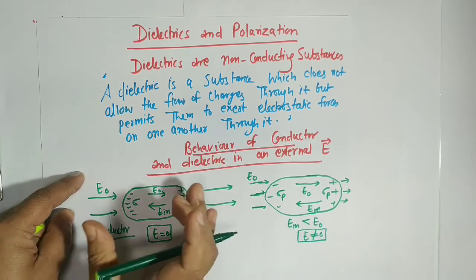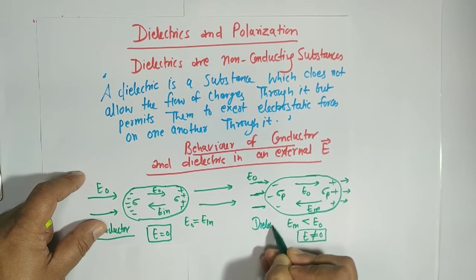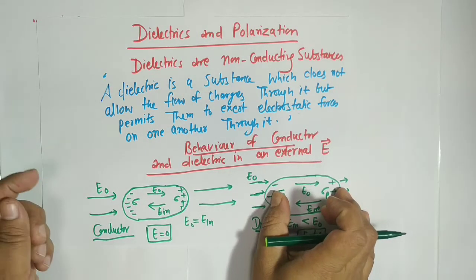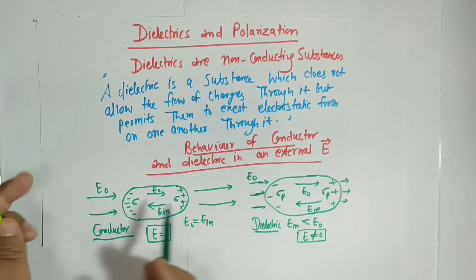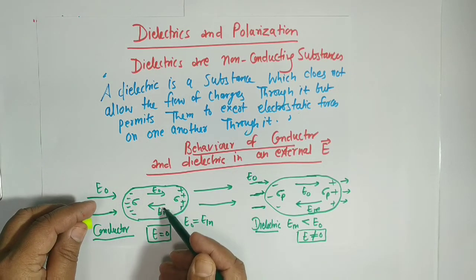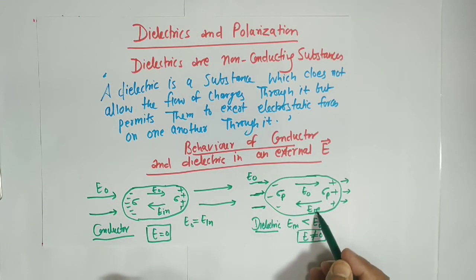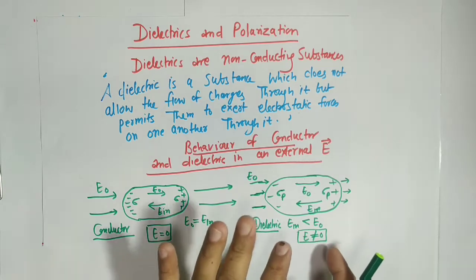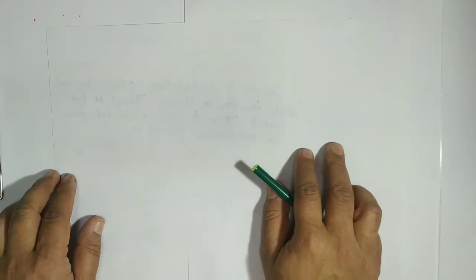This is the difference between a conductor and a dielectric, because there is some polarization inside it. A conductor has zero net electric field because the induced and external fields are the same but directionally opposite. Here the external and induced fields are not the same. Induced is a bit less, so this will have a non-zero electric field. So this is how dielectrics and polarization work.